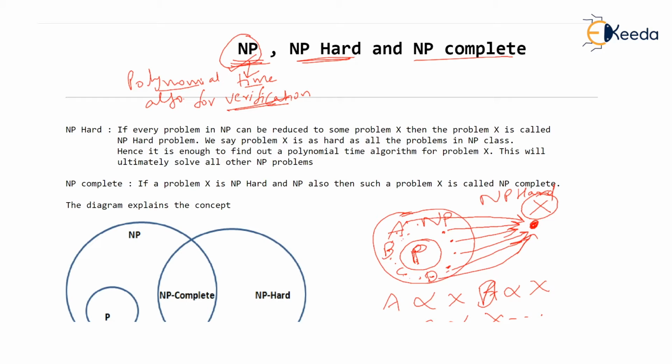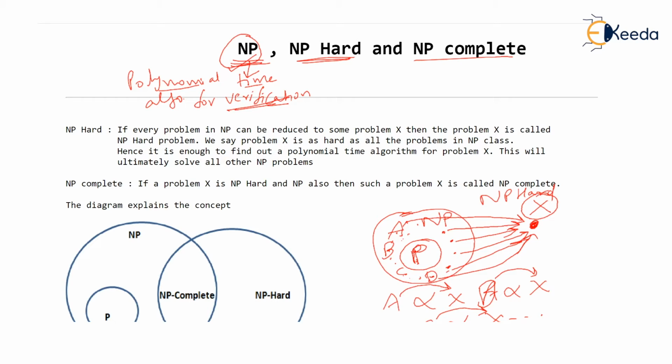What that means, if all these problems in NP can be reduced to problem X, A can be reduced to X, B can be reduced to X, C can be reduced to X, like that every problem can be reduced to X, then we can say X is a sort of equivalent problem to all these problems A, B, C, D, E, F, however many problems there are in NP. What that means is if somebody finds a solution for X, check this statement. This is such an interesting statement. If somebody finds the solution for X, then it might be possible to find a solution for A because X is equivalent to all these problems, isn't it?